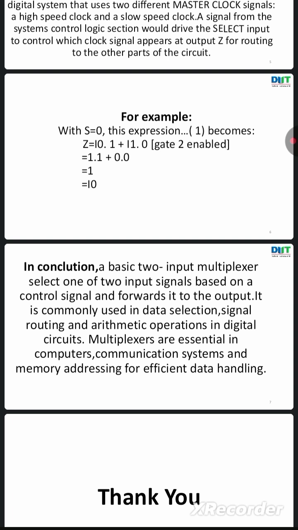The 2-to-1 multiplexer is a simple but very useful circuit that helps choose between two data inputs using a select line.